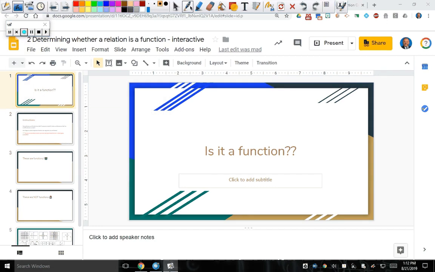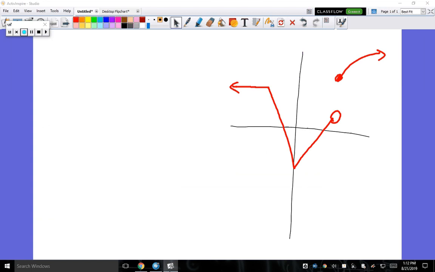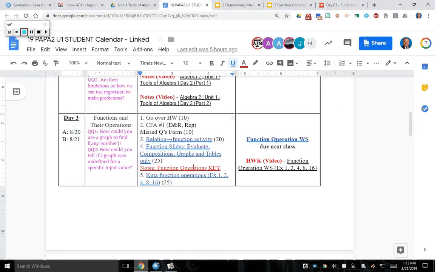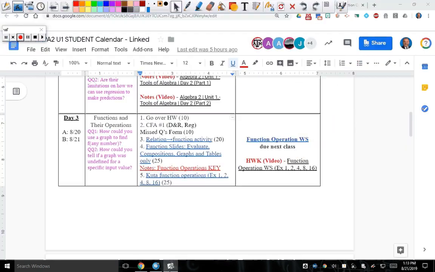All right, so day 3 notes. What we're looking at today, just real quick, to reiterate, we're looking at functions and their operations, okay? We just went over the homework. We did that CFA. We filled in that form. Now we're going to look at an activity real quick to review what functions are.